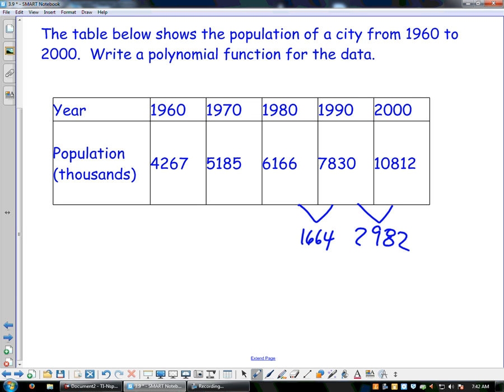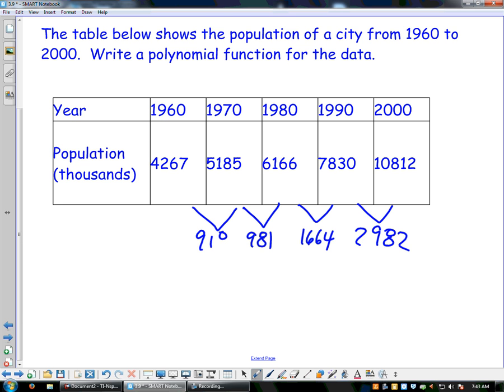And then if I take the next one, that's 6,166 minus 5,185. I'm getting 981. These don't look so close. Let's do this last one and then try moving on to the second order differences. 5,185 minus 4,267, I'm getting 918.